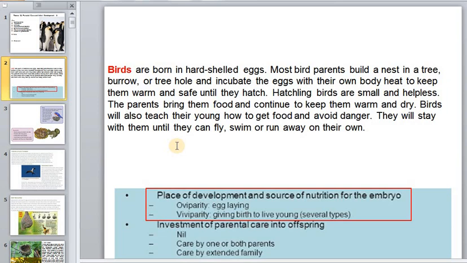And hatching birds are small and helpless, and their parents bring them food and continue to keep them warm and dry. And birds will also teach their young how to get food and avoid danger. And of course they will stay with them until they can fly or swim or just run away on their own. And here we see the place of development and source of nutrition for the embryo.